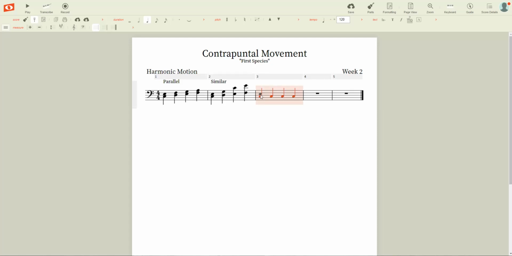Next is going to be where the bottom notes, or it could be the top notes, stay the same, and the other voice is moving. So all these C's are staying the same, and the top note is moving up by step. It doesn't have to move by step. It can move up or down or whatever. We can move it this way, we can move way up here, we can move down here. It doesn't matter as long as one note is staying the same and the other note is moving. We call this oblique motion.